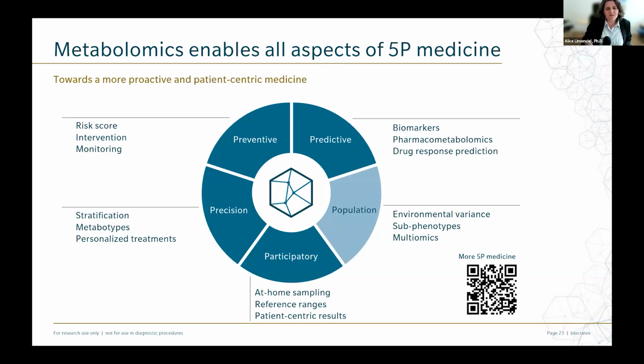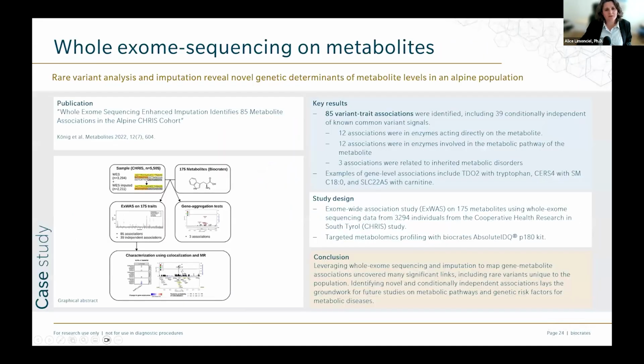And I put multiomics here. So multiomics you can use in any one of those P's, but the one where it's most used at the moment is most probably population-based medicine, because this is typically an environment where you're looking for higher endpoints, higher numbers of data points, because you're working with large number of patients. And so the example we will look at here is a cohort called the Alpine CRIS cohort from Italy. And here we had over 3,000 individuals where whole exome sequencing was measured as well as metabolomics.